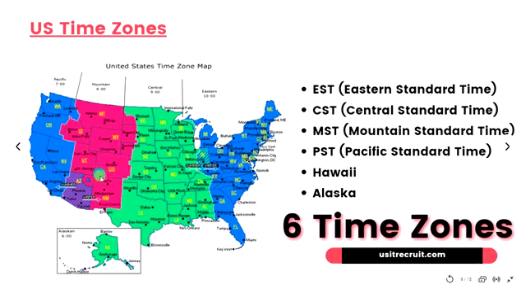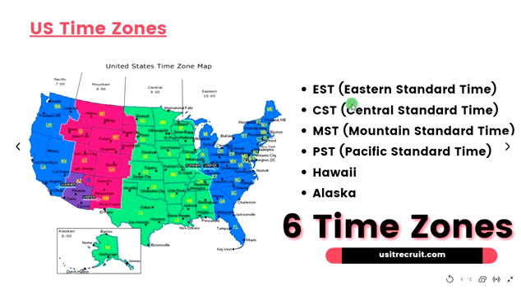The main states are Utah, New Mexico, and Colorado. And when you move to the far left, you will have Pacific Standard Time. The main states are California and Nevada, where most of the MNCs are located, like Facebook, Google, etc. And this is all about the 6 time zones of the United States.